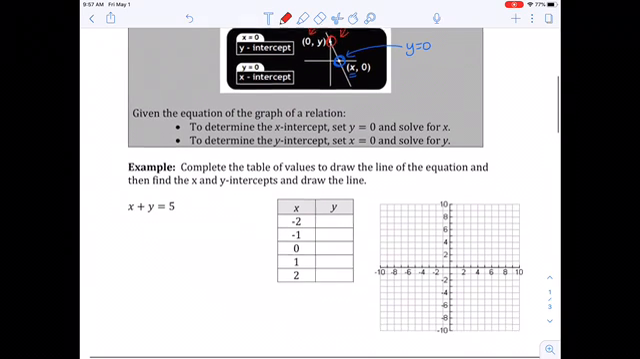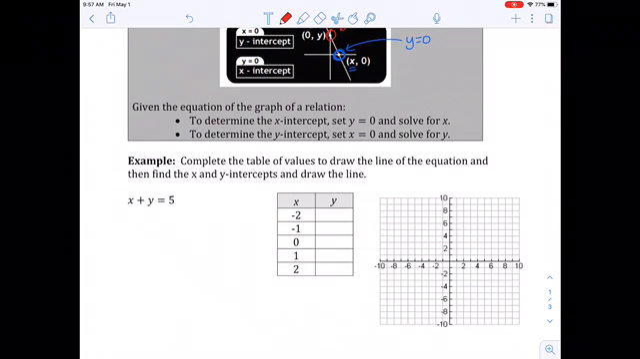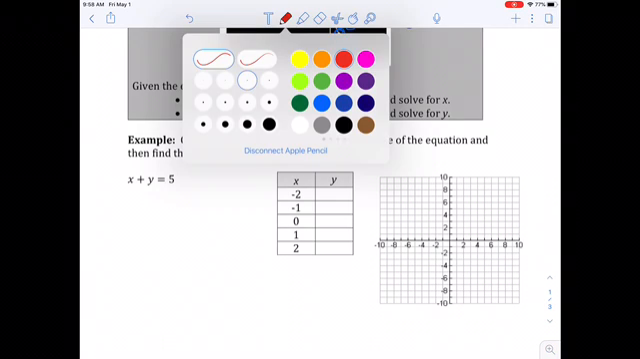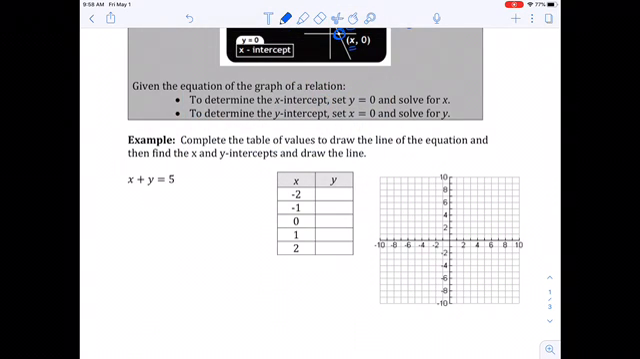But for the first example, let's do this the archaic way. I know you would have done this a little bit in grade 9, which is fine. Nothing wrong with that. It's just a different way, using a table of values. So here's a table of values. It says complete the table of values to draw the line of the equation. And then I want to do it another way by finding the X and Y intercepts.